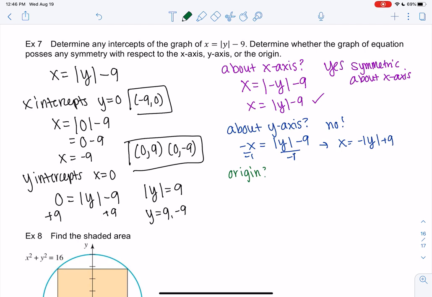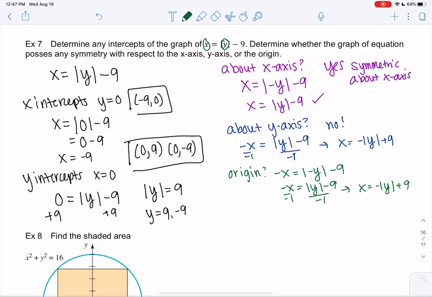So we're plugging in negative y, we're plugging in negative x, and then for the origin, we do both, right? So negative x equals absolute value of negative y minus 9, right? We're just replacing both. So we get negative x is the absolute value of y minus 9, right? We divide by that negative and it looks like it's not gonna work out. So no, I don't know why I did that, sorry. So it's only symmetric about the x-axis. Something could be symmetric about all three.